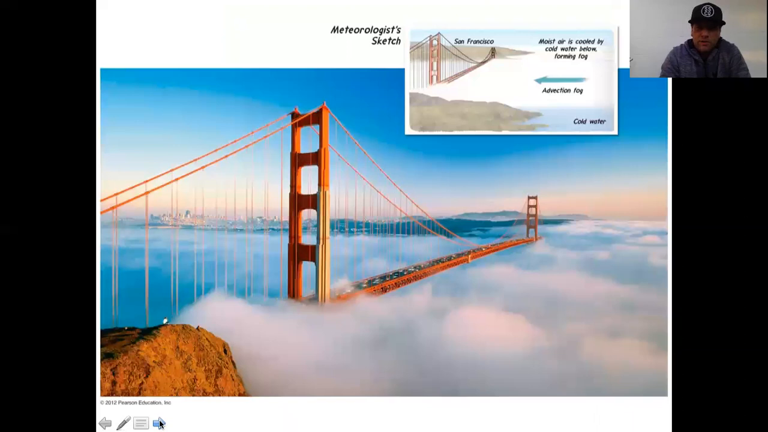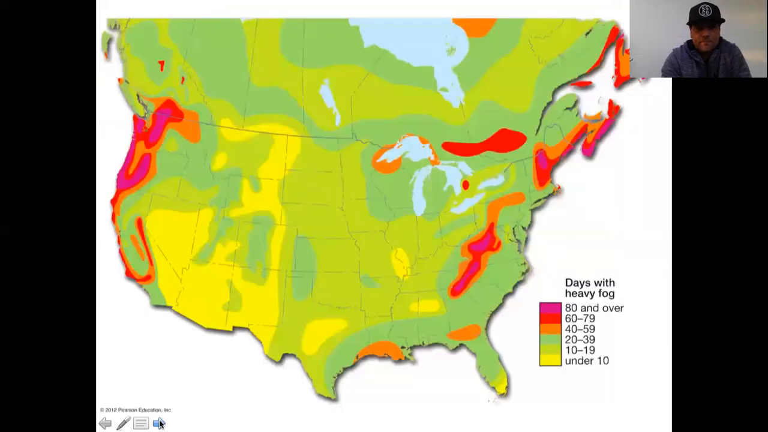So here's a great picture of advection fog. Again, you've got the Golden Gate Bridge. You can see the extent of this massive fog over top of that, again, really cold bay.